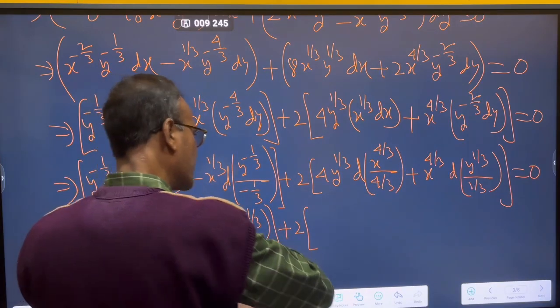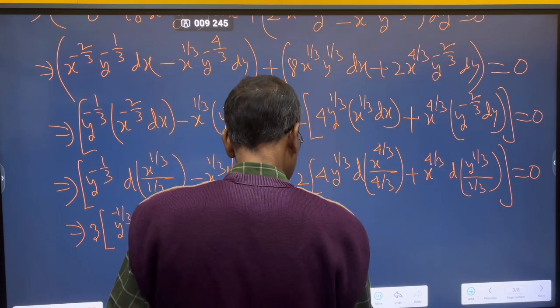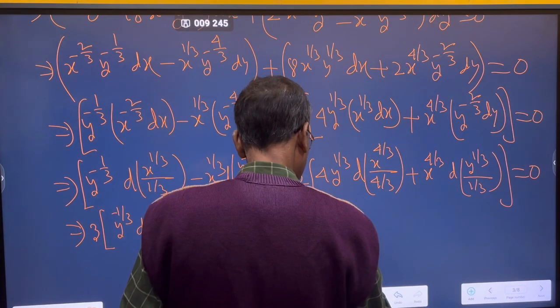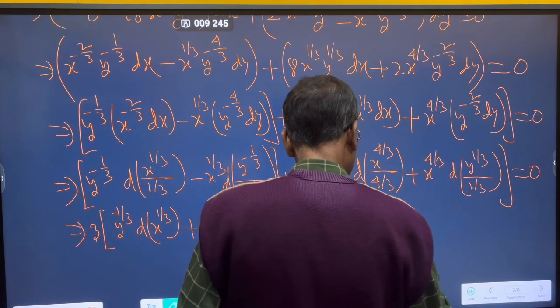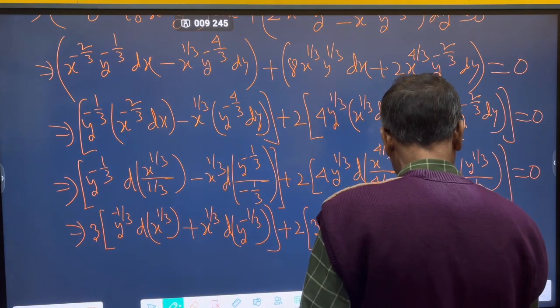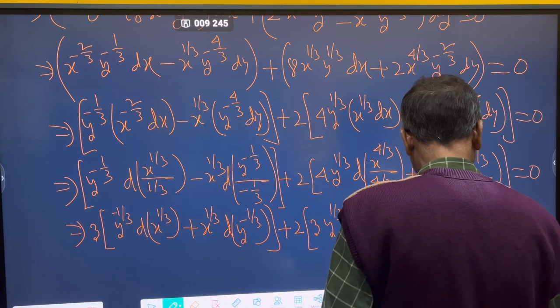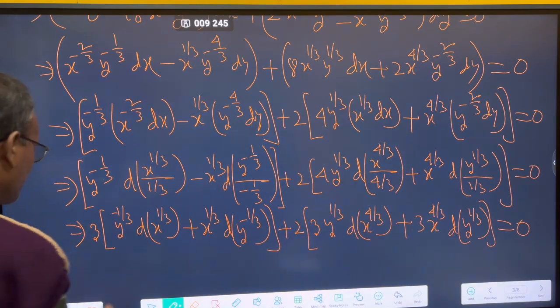This 3 also: 3 times y to the power 1 by 3 d of x to the power 4 by 3 plus again 3 times x to the power 4 by 3 d of y to the power 1 by 3. This is equal to 0.